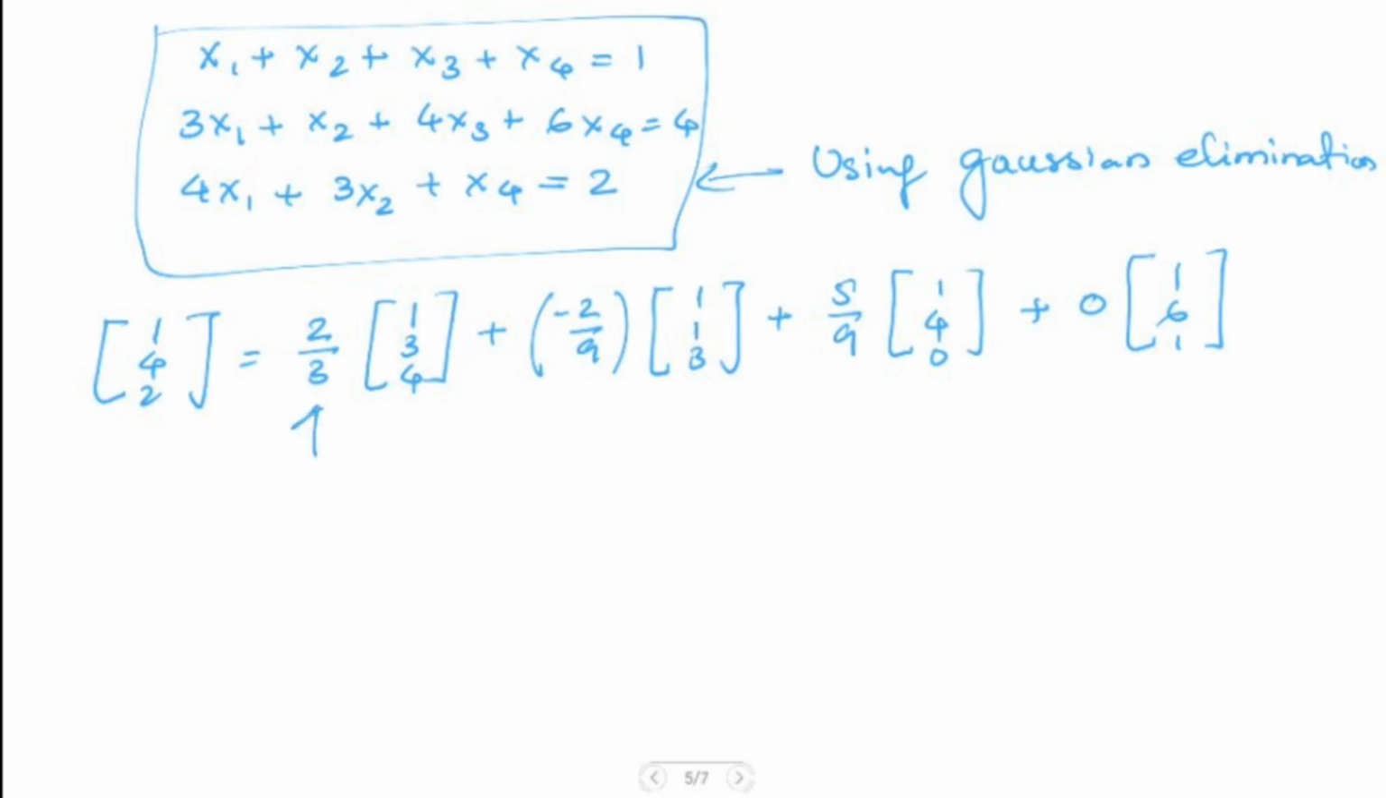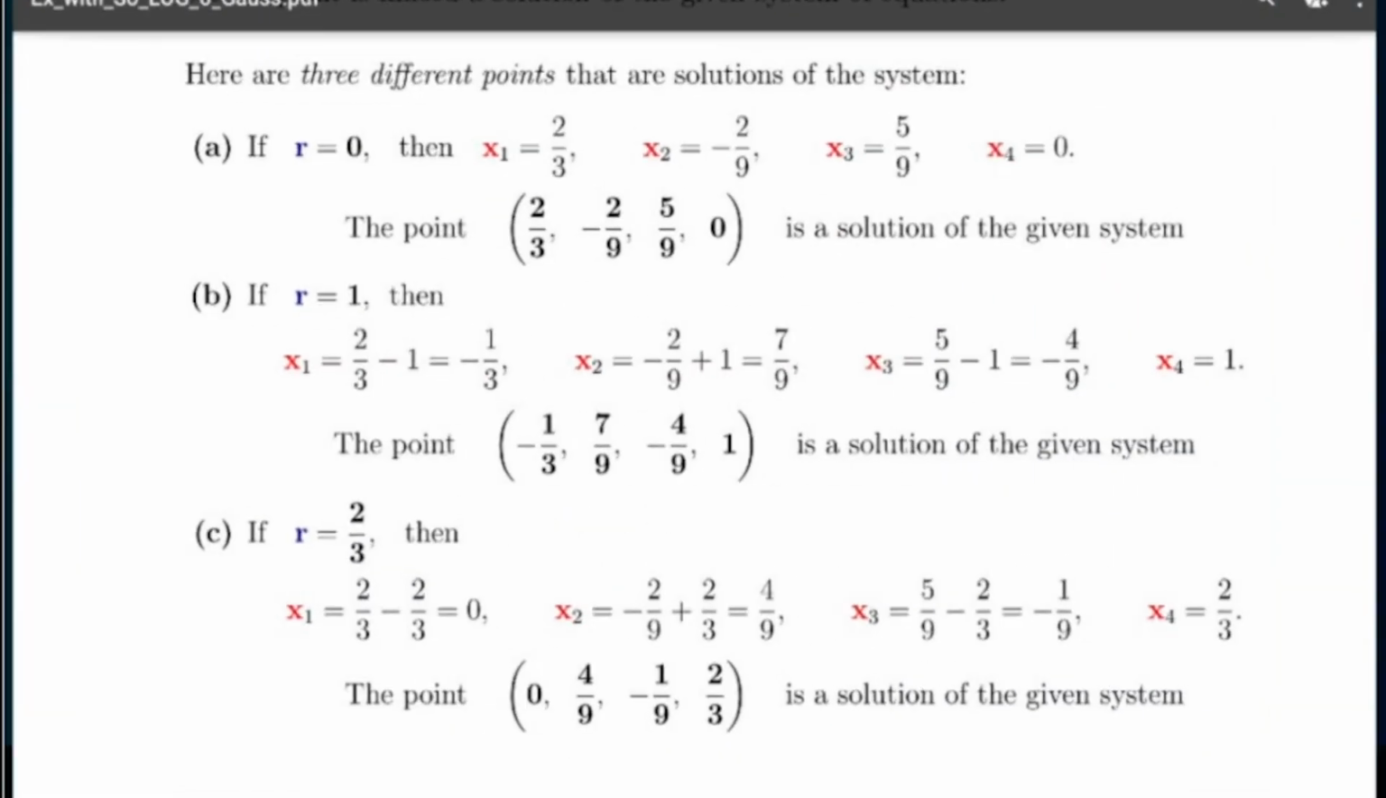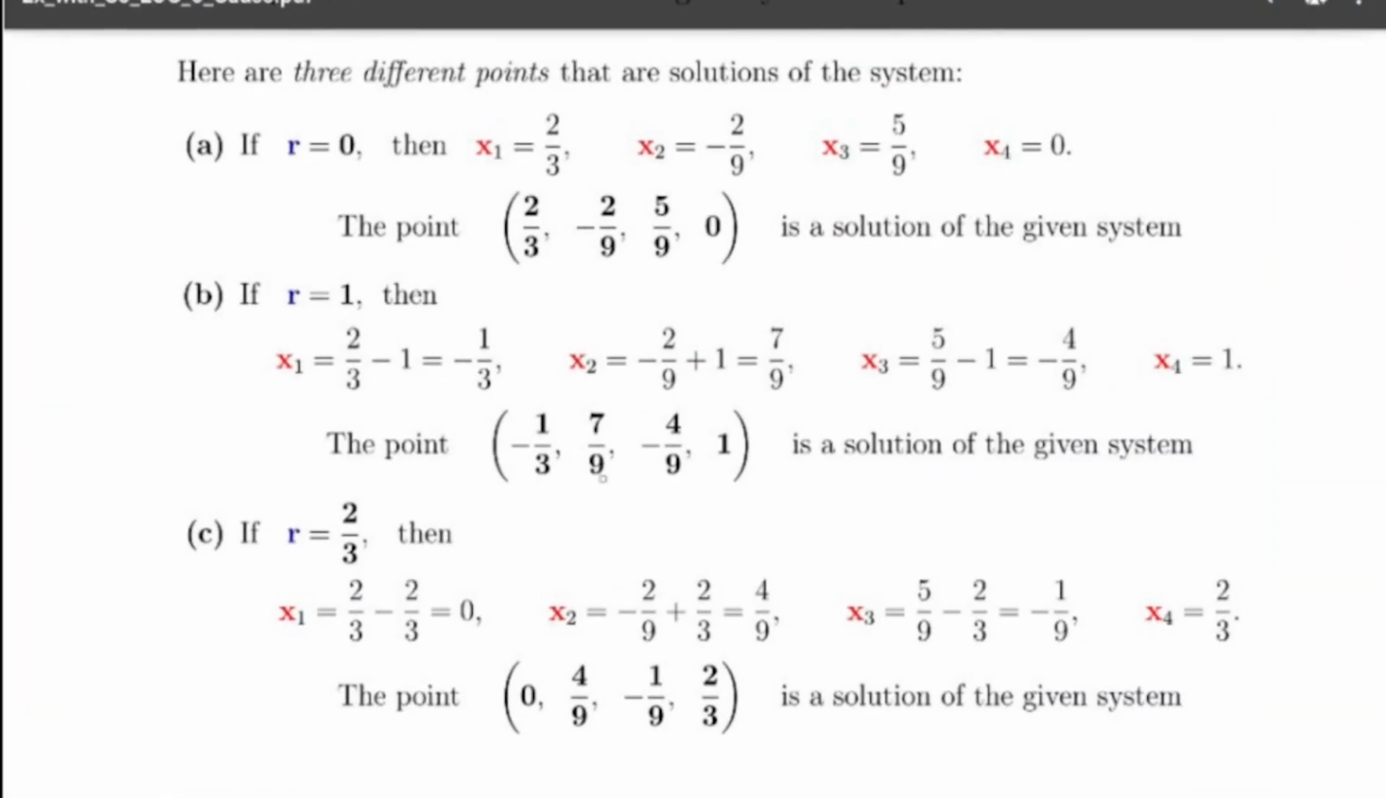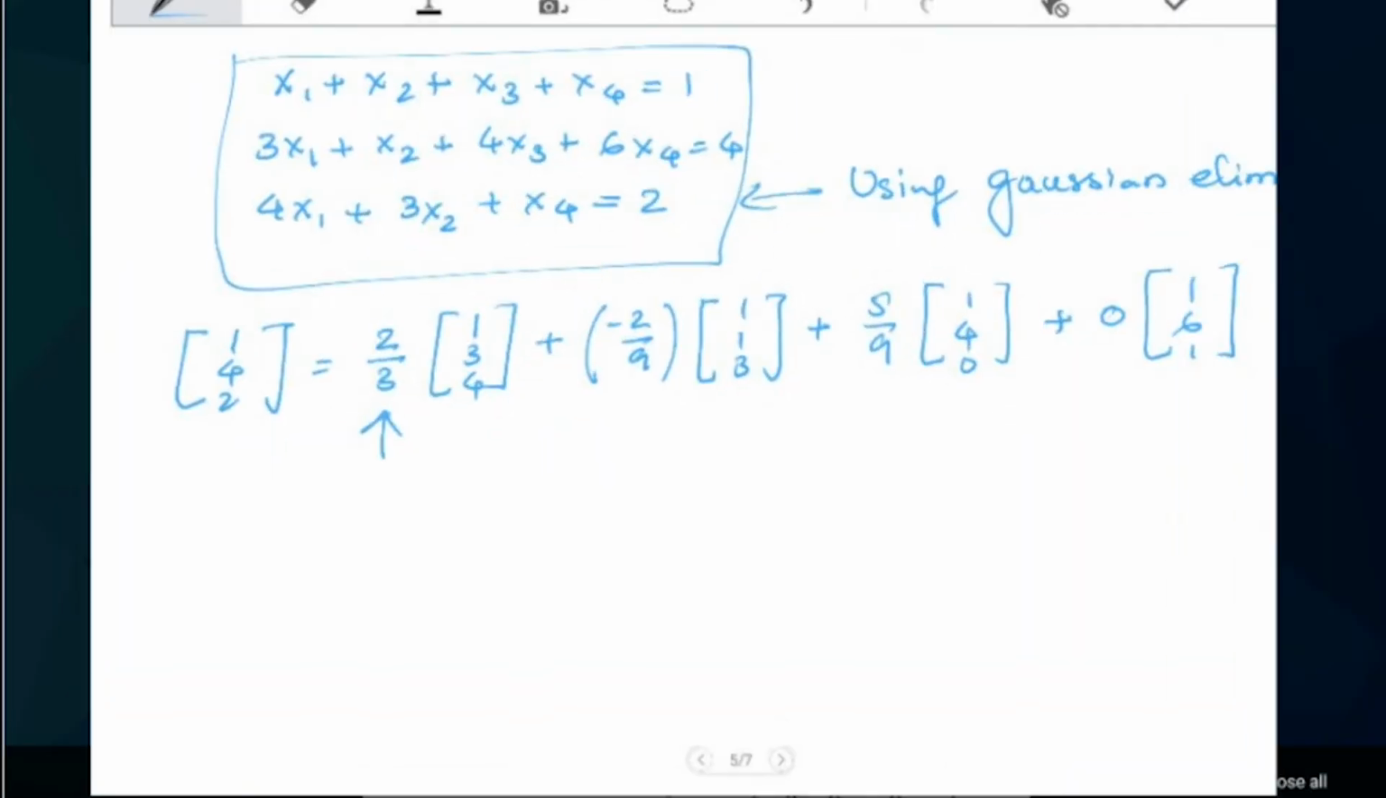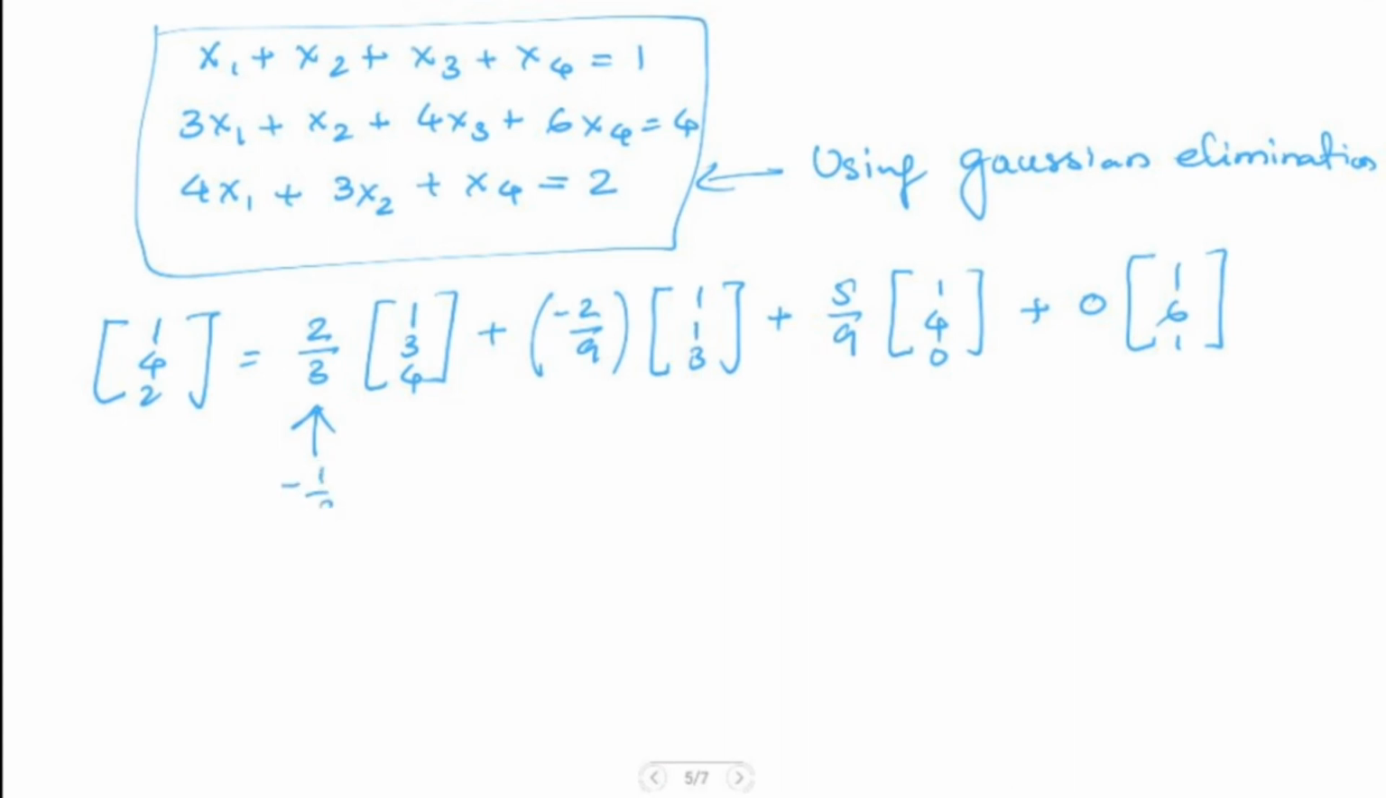But this could also differ. We could take the second solution that we just saw here. The second solution is minus 1 over 3, 7 over 9, minus 4 over 9, and 1. And also the third solution. Any of them is right here. So this could be minus 1 over 3, this could be 7 over 9, this could be minus 4 over 9, and this could be 1. So this is one solution set. This is another solution set that we can get here. So as you can see, we have real numbers for lambda values here.